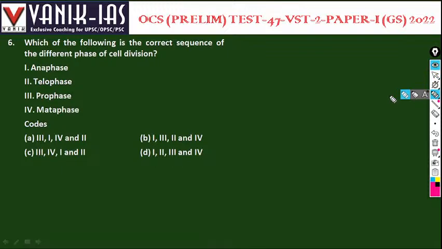What is the correct sequence of different phases of cell division? Prophase will be the first. Pro means first, right? Prophase. After that, there will be metaphase. Then there will be anaphase. Then there is telophase. This is the sequence of cell division: first prophase, then metaphase, then anaphase, then telophase. So C is the answer.